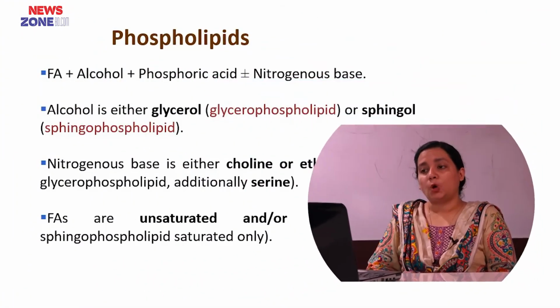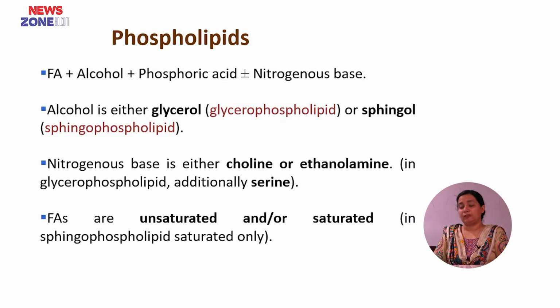At first, phospholipid. The general structure of phospholipid is fatty acid plus alcohol plus phosphoric acid plus or minus nitrogenous base. That means, in phospholipids, a nitrogenous base may or may not be present. The alcohol portion may be glycerol or sphingol. If the alcohol portion is sphingol, then that phospholipid is known as sphingophospholipid. The nitrogenous base is either choline or ethanolamine, or in glycerophospholipid, serine may additionally be present. Serine is also a nitrogenous base.